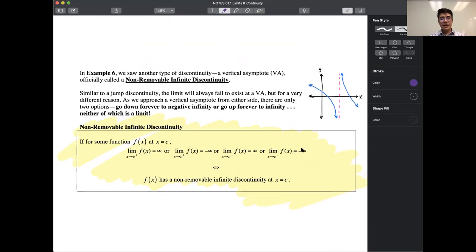Okay. And then finally, we have the infinite discontinuity, right? So infinite discontinuity is just the fancy way of saying vertical asymptote. And you just need to know that these are the different ways you can write vertical asymptotes, right? You can approach it from the right-hand side, or you can approach it from the left-hand side. And they're either going to approach positive infinity or negative infinity, right? And only one of these needs to be true for a vertical asymptote to exist.